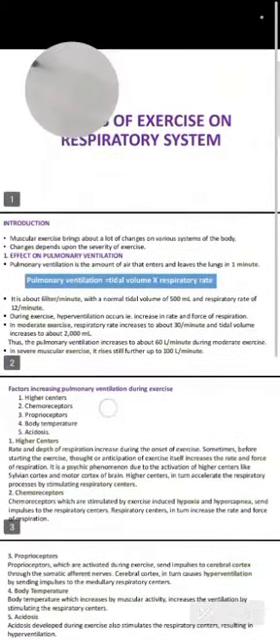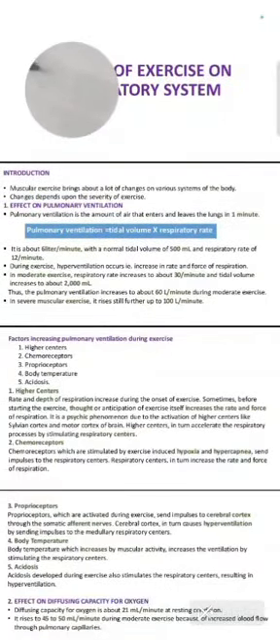So the next topic, effects of exercise on respiratory system. So let us see about the introduction. During muscular exercise, there are a lot of changes happening in various systems of the body. These changes may depend upon the severity of exercise, whether mild exercise, moderate exercise, or severe exercise. So the changes may vary according to the severity of exercise.